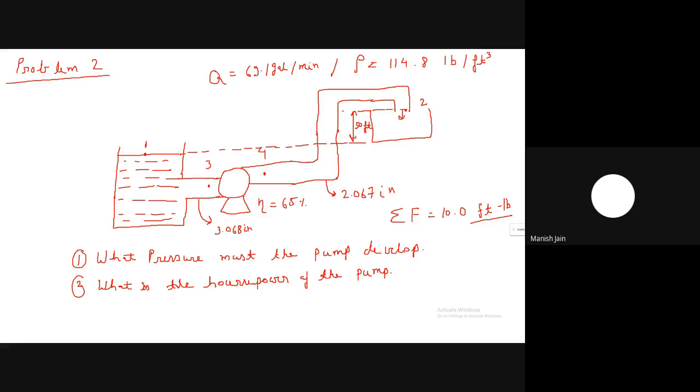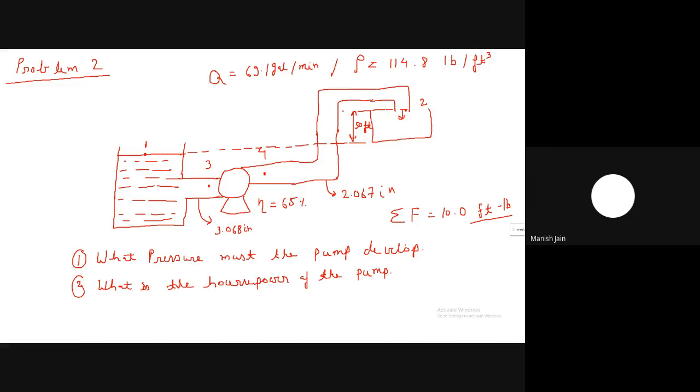So these two are the basic questions. This is called a design problem. You have the simulated data. You have to pump 69.1 gallons per minute of fluid, which has the density 114.8 lb, from one point to the other point. The pipelines are given.